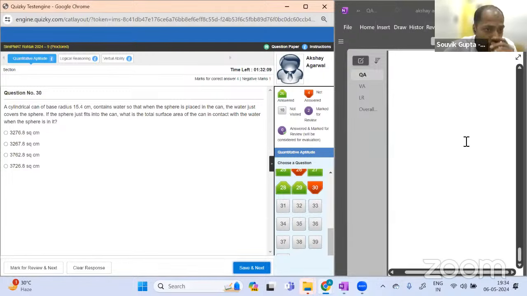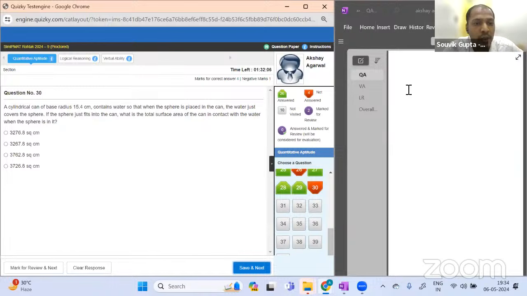A cylindrical can of base radius 15.4 contains water so that when the sphere is placed in the can, the water just covers the sphere. If the sphere just fits into the can, in that case the diameter of the can is the same as the height of the can. If the sphere just fits into the can, what is the total surface area of the can in contact with the water?